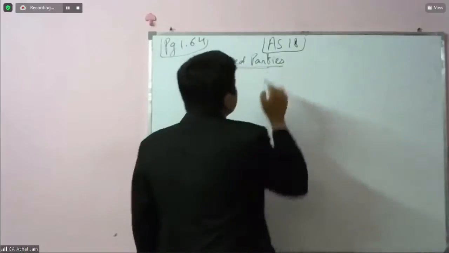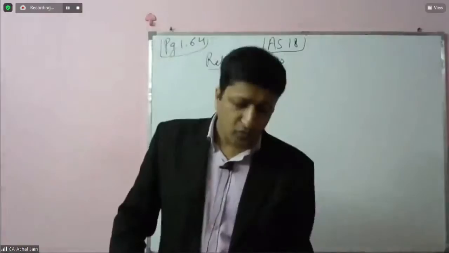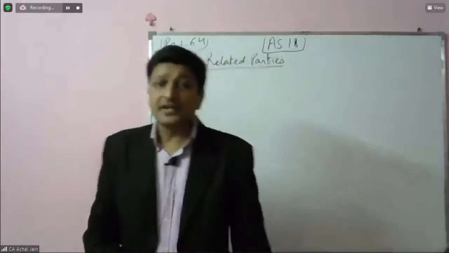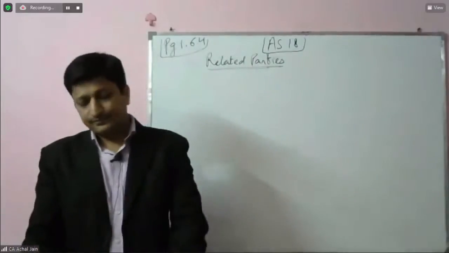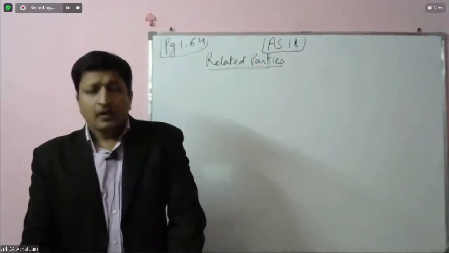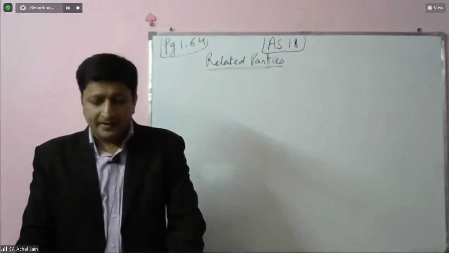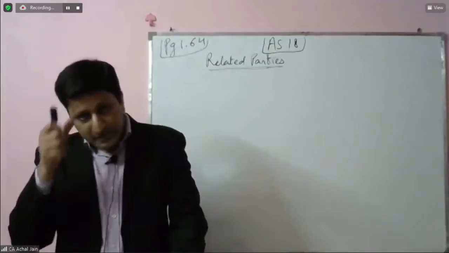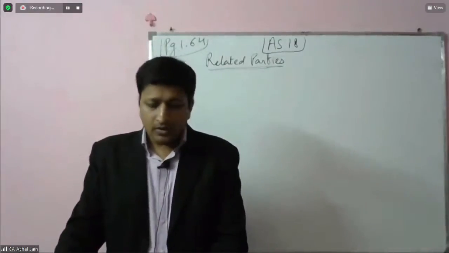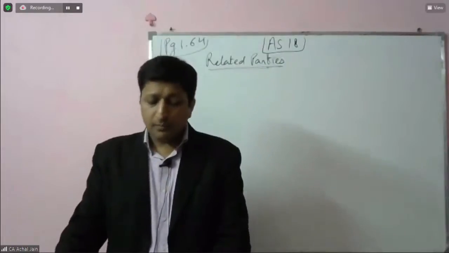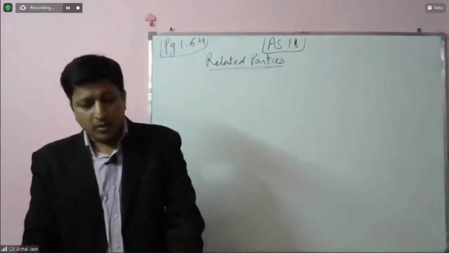Related parties, or you can say related party relationships. So what are those related party relationships which will get covered under AS18? First, enterprises that directly or indirectly through one or more subsidiaries or intermediaries control or are controlled by or are under the common control with the reporting entity.